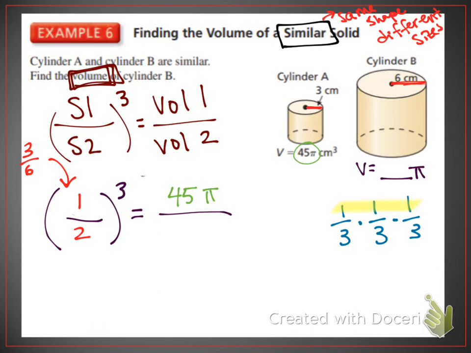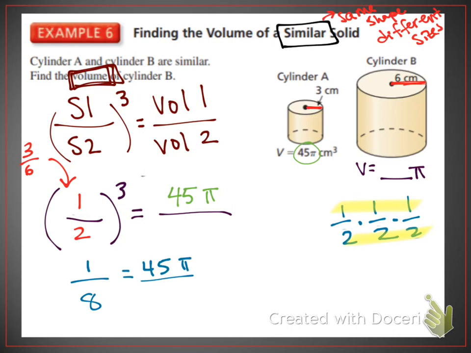So you would multiply the top. 1 times 1 times 1 is 1. Oops. Sorry, the bottom number is a 2, not a 3. 2, 2, 2. 2 times 2 is 4. Times 2 is 8. And this still equals 45 pi.